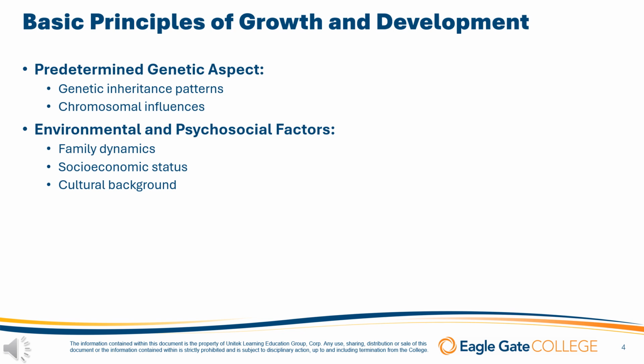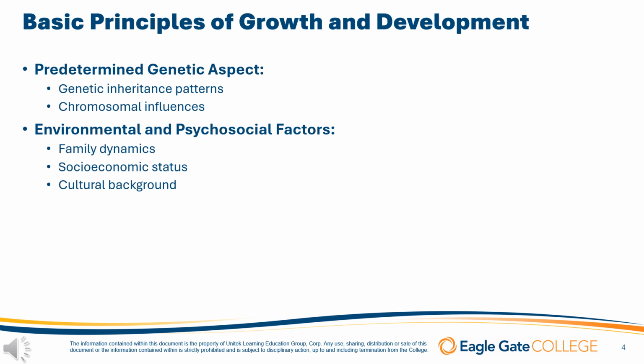Genetic inheritance patterns refer to how traits and conditions are passed from parents to offspring through genes. For example, if both parents have a recessive gene for a particular condition, there is a higher chance that their child will inherit that condition. Genes can influence a wide range of characteristics, from eye color to susceptibility to certain diseases.